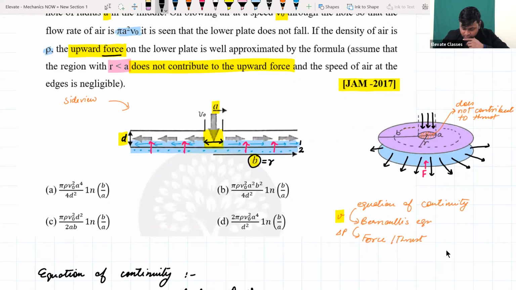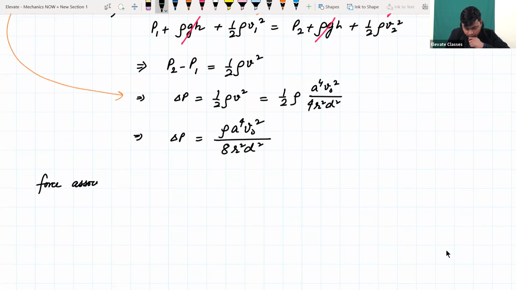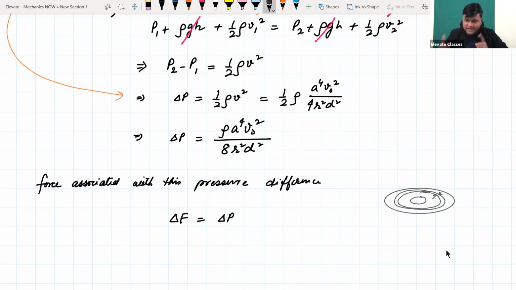So what is the relationship between pressure and force? The force associated with this pressure difference, del F, can be written as del P times the area. If I look at the disk again, there is a pressure at every point in the area of the disk apart from this. If I create a random ring of a particular width, then there is a force acting on that.